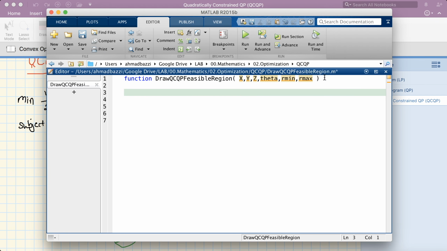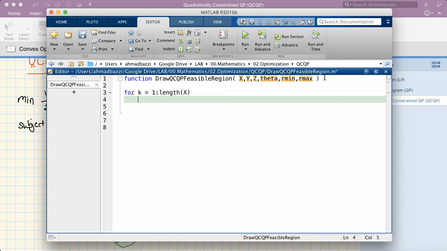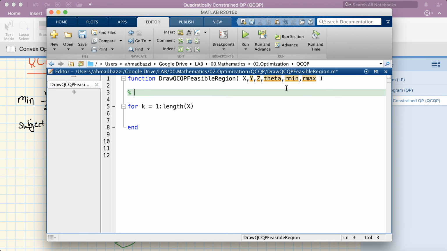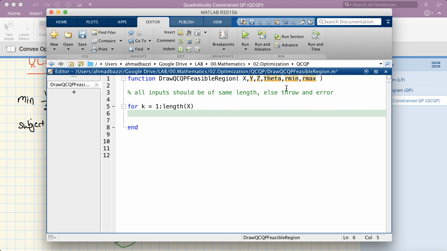And over here, I'm going to run a loop. In this loop, I'm going to pass by all the elements of the vectors. Note that if you want this to be more concrete, you can type here blocks of code: all your inputs should be of the same length, else throw an error. Okay? Now let's assume that all my inputs are of the same length. Each entry corresponds to an ellipsoid. So I'm going to return a mesh grid of the kth ellipsoid. Okay?